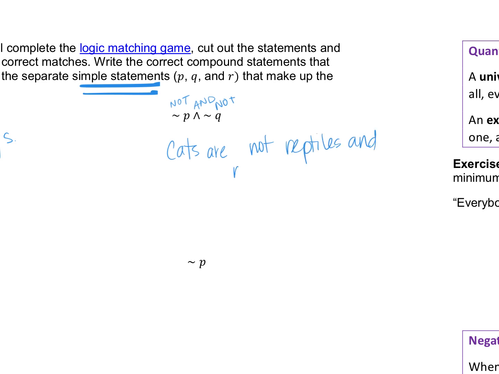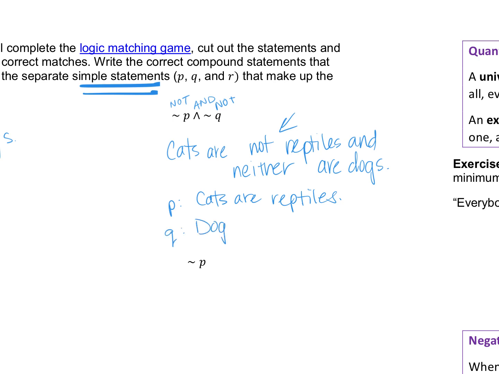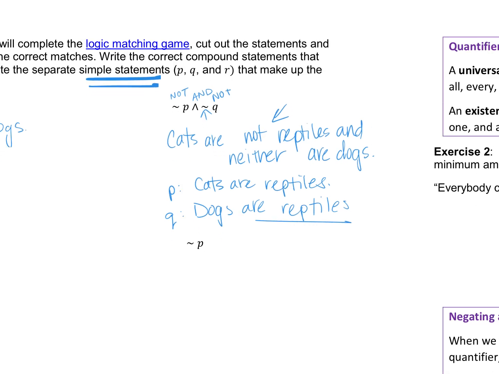And neither, which is another way to say that they're not reptiles, are dogs. So we would say that the statement P is that cats are reptiles. It's just been negated. That's how we have that not there. And then our Q would be dogs are reptiles. Again, we have that negation, so we know that we're going to have to say that they are for our statements.